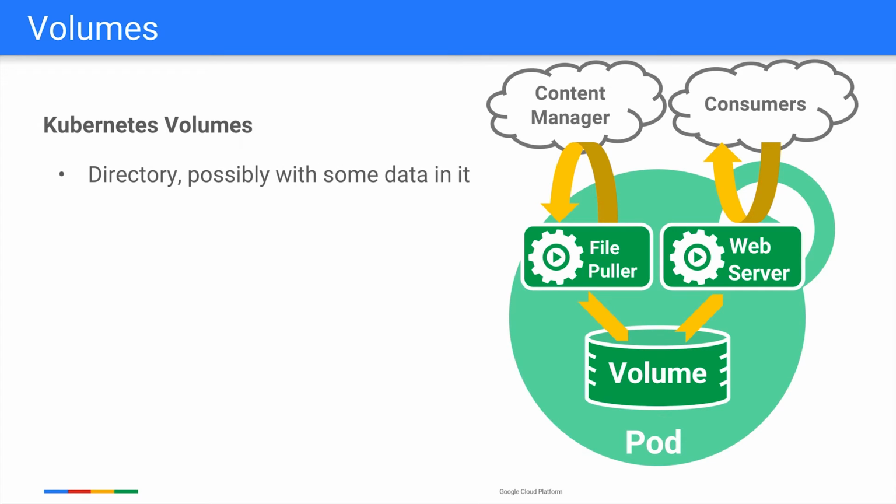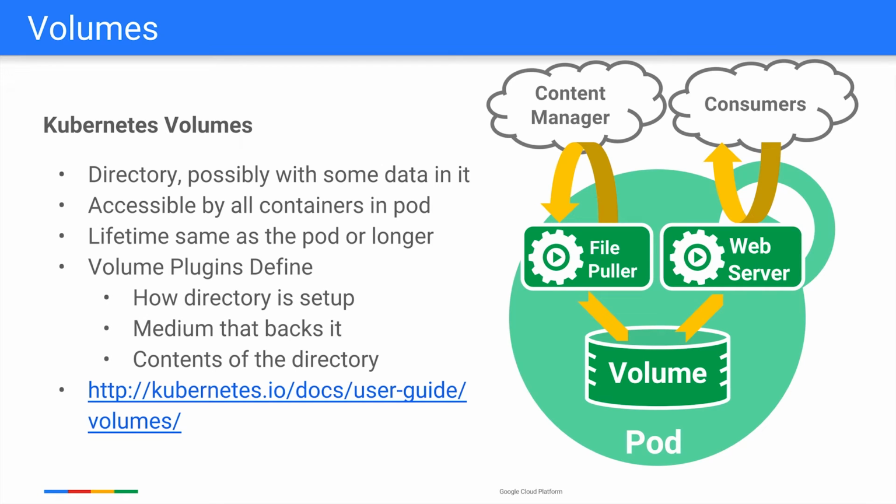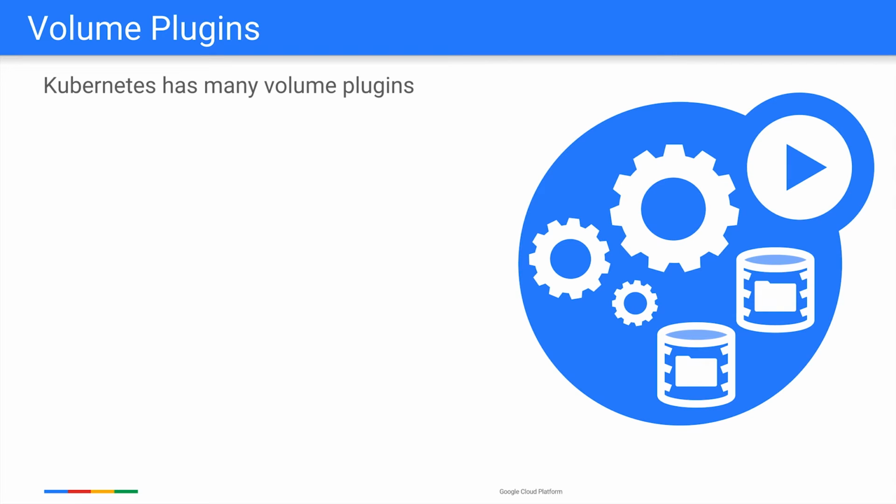At its core, a volume is just a directory, possibly with some data pre-populated in it, which is accessible to all the containers in a pod. How that directory comes to be, the medium that backs it, its content, what happens to it after the pod is terminated are all determined by the particular volume type used. Okay, let's take a look at the volume plugins we have in Kubernetes.